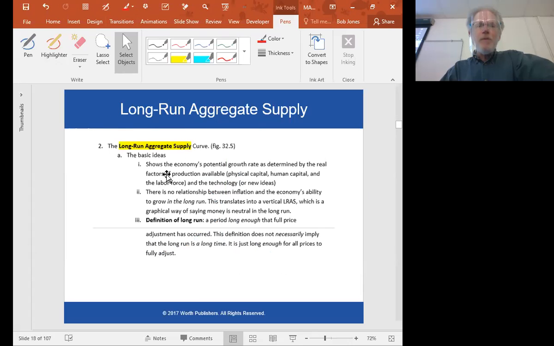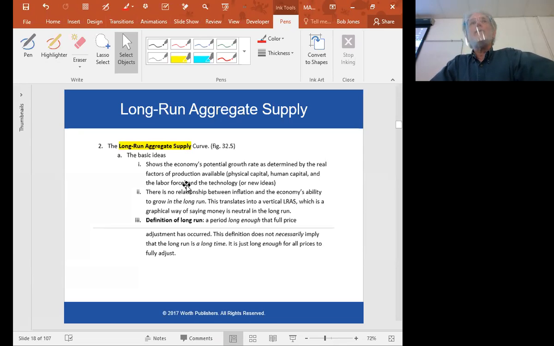All right, the long run aggregate supply curve. Notice we're switching from the demand side, from spending, to production. How much will producers choose to produce? That's what aggregate supply is focusing on. And we are talking about the long run. Let's talk about supply first, then we'll talk about what we mean by the long run. Basic idea, it shows the economy's potential growth rates as determined by the real factors of production available.